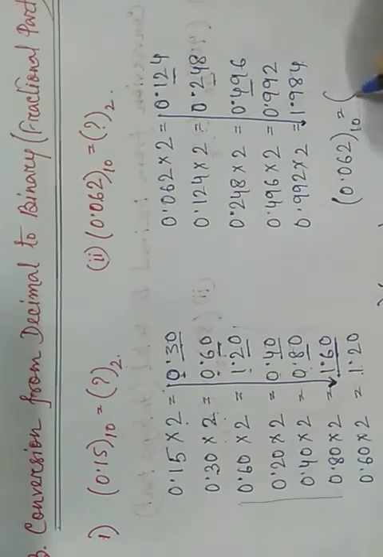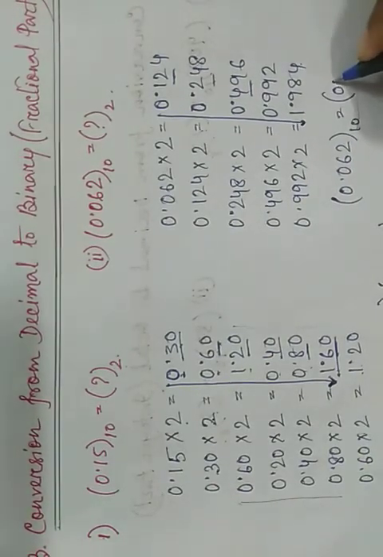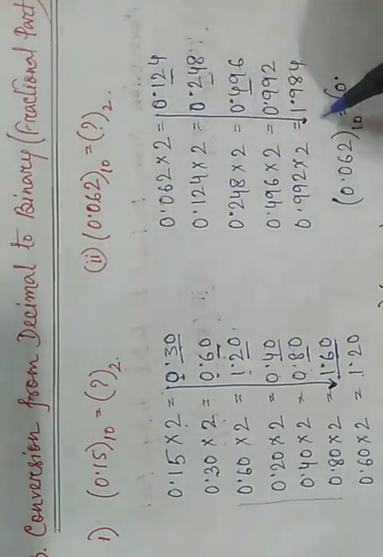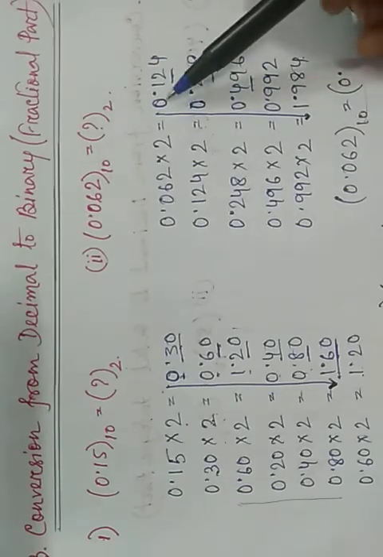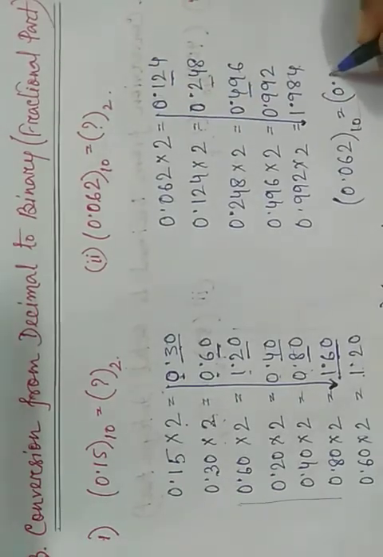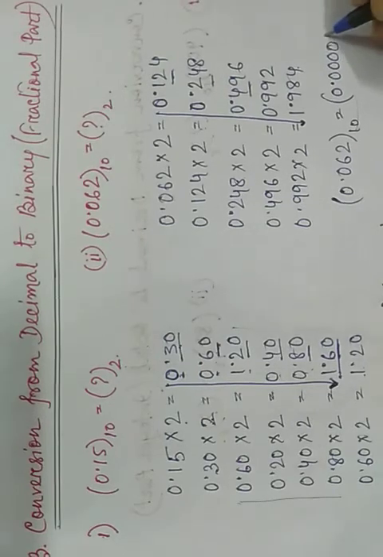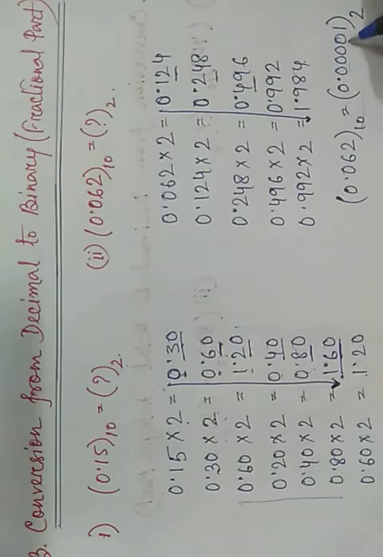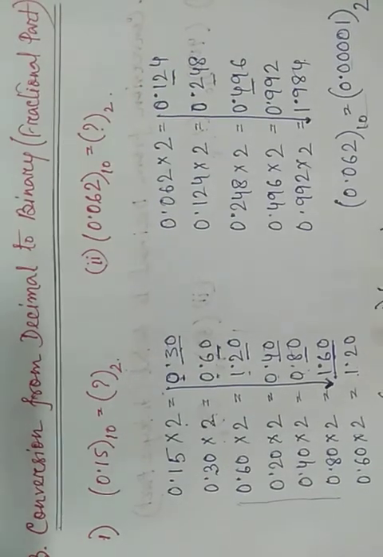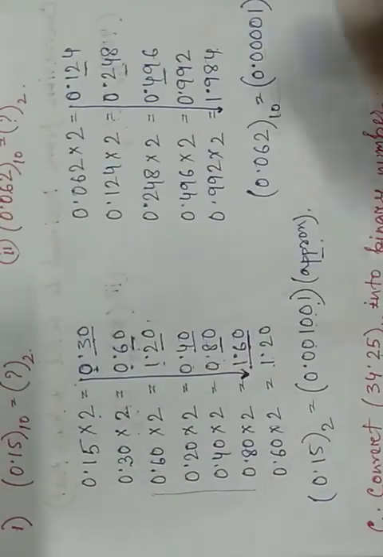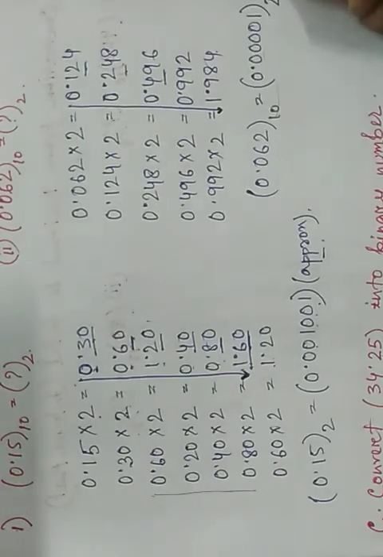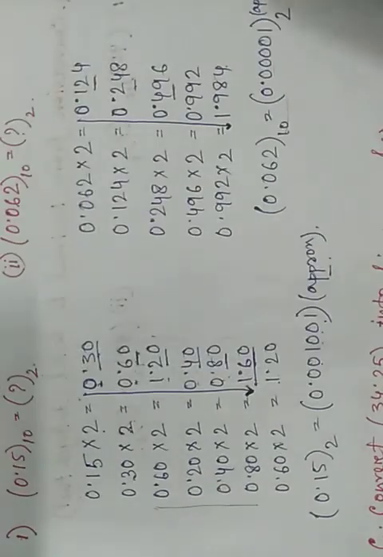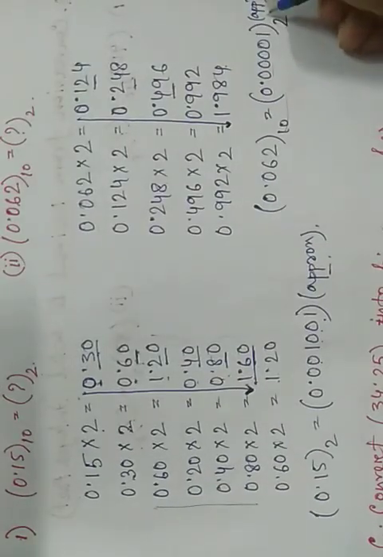0.062 base 10 equals to 0. We have to write the decimal point because it is a decimal fractional part conversion, so the value must be in point value, 0.00001. You see here all the numbers are 0 and 1. So this is our binary value. As it is also approximate, we have to write here approx.